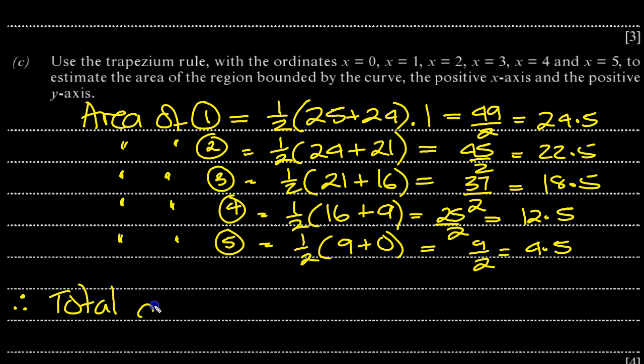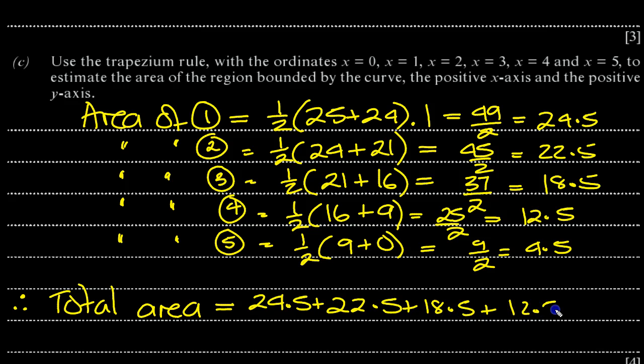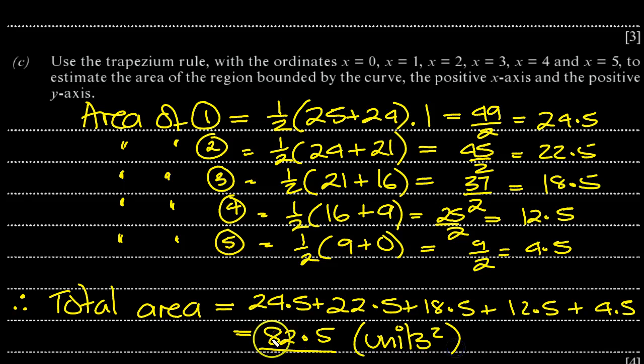So total area, therefore, is equal to, add these up then, 24.5 plus 22.5 plus 18.5 plus 12.5 plus 4.5, which equals, let's add the easy ones up first. 4 and 12 is 16, 17. 17 and 18 is 35.5, 36, 38, 58, 78, 82, 82.5 units squared. And that's the total area.